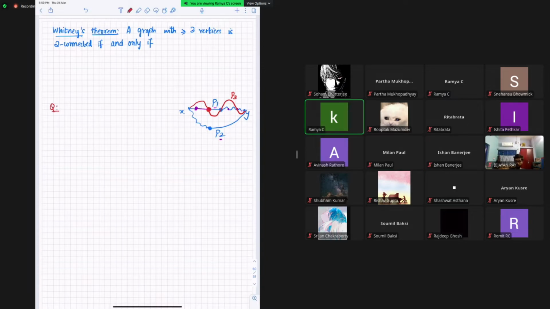So the answer he's saying is they do not share a vertex. Right? So what property do P1 and P2 have? The answer is right. So what he said is that they do not share a vertex. So these kinds of paths are called vertex disjoint paths. So we say paths P1 and P2 from x to y are vertex disjoint if they do not share a vertex.